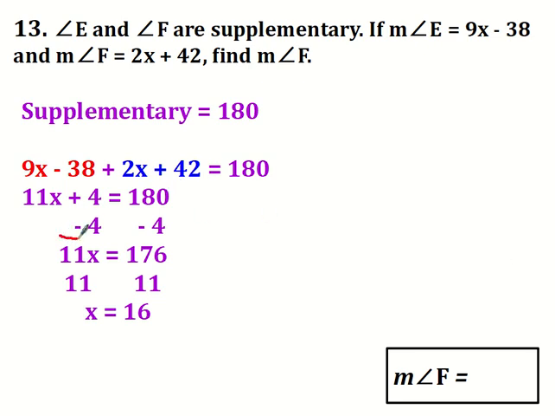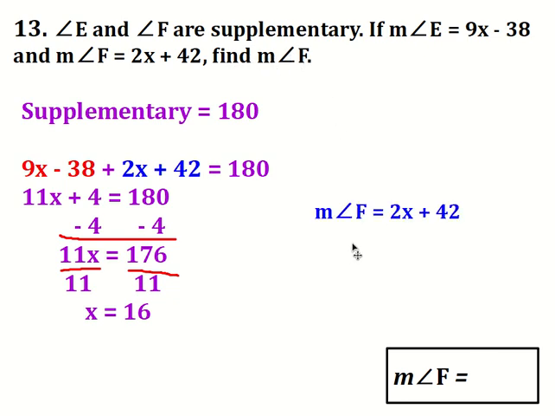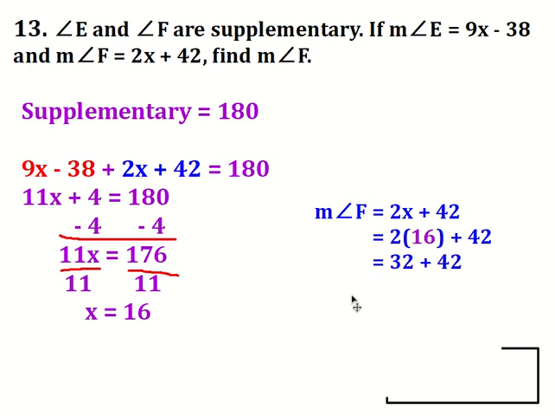Draw some lines here for you guys so it'll make a little bit more sense. X equals 16, but does that answer my question? No, I needed to find the measure of angle F, so I need to plug that back in. So the measure of angle F from our question is 2x plus 42. I'm going to take that x value that we just found, 16, and plug it in. 32 plus 42 gives me 74. So the measure of angle F is 74.